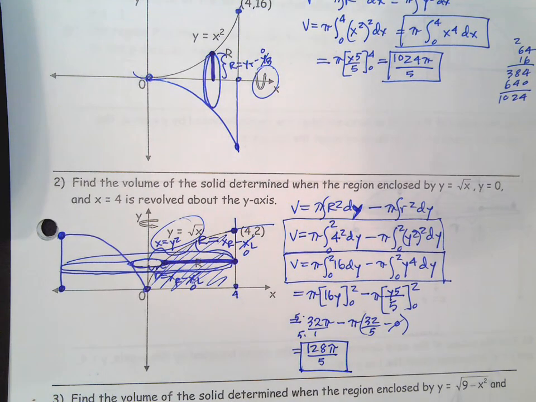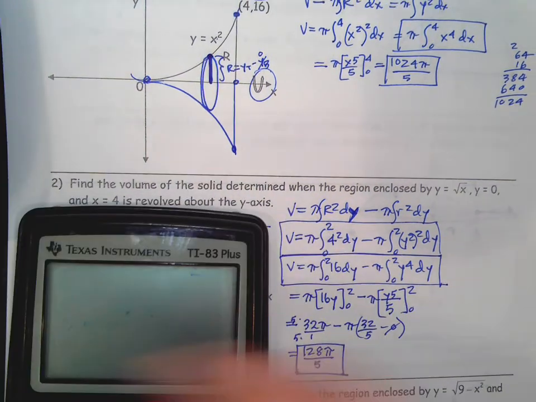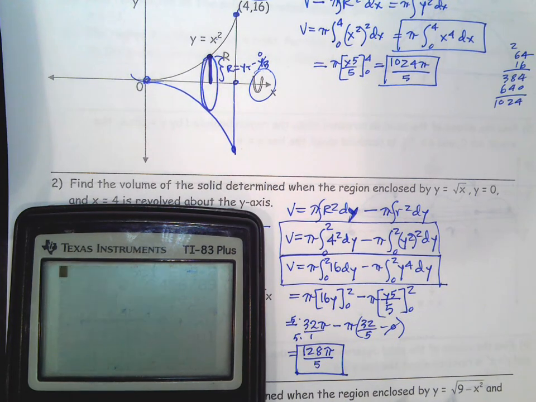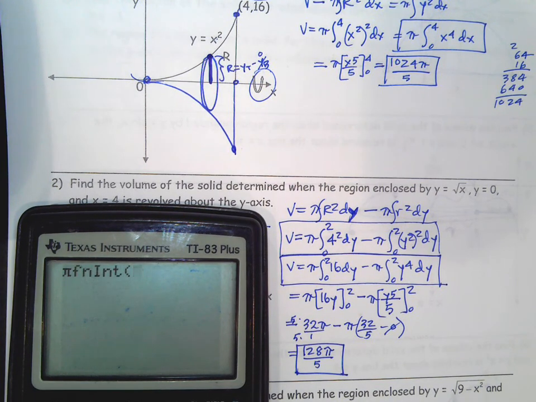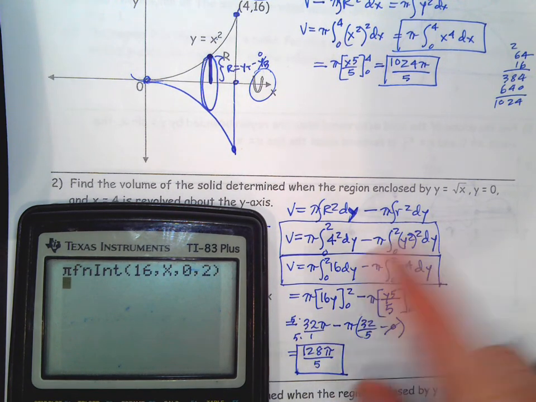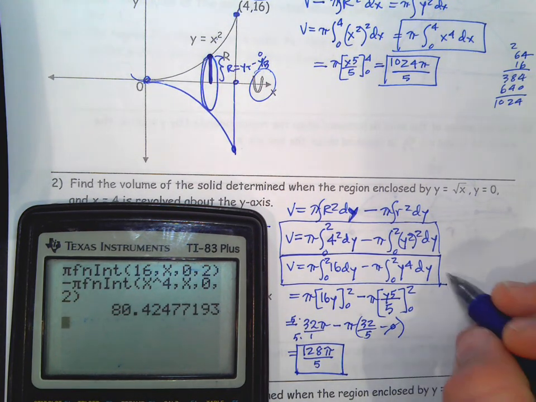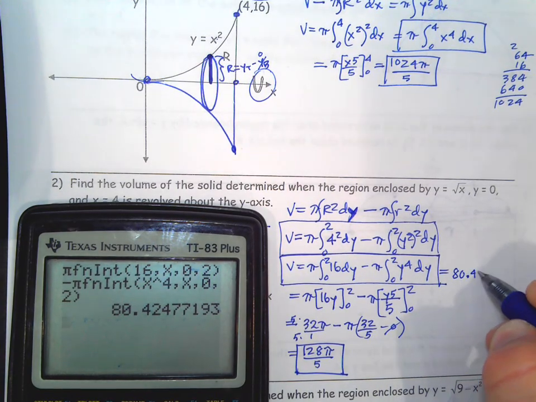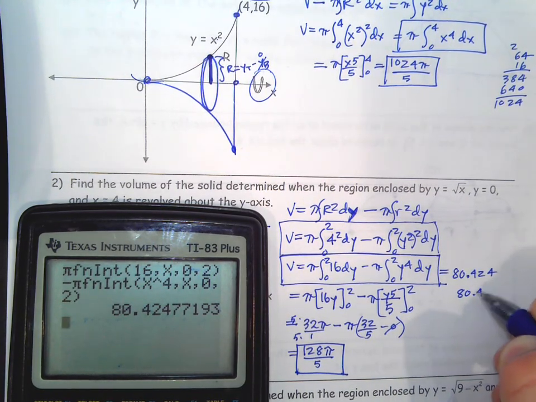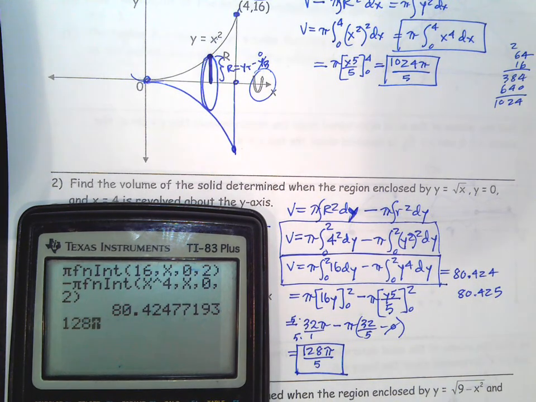And if you do it on your calculator, you should get the same thing as a decimal. So if I do on my calculator, pi, math 9, 16, comma x, comma 0, comma 2. We're putting x's for all the y's. Minus pi, math 9, x to the fourth, comma x, comma 0, comma 2. And we get 80.424 or 80.425. Let's check 128 pi over 5. Same thing. Pretty nice.